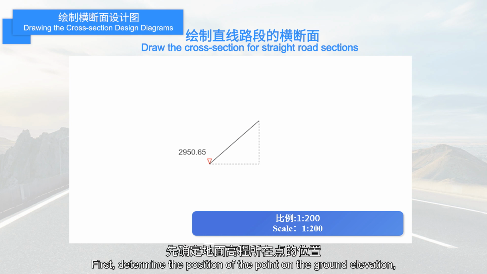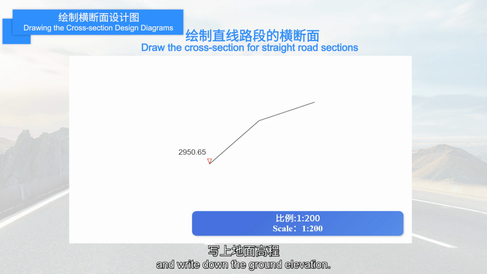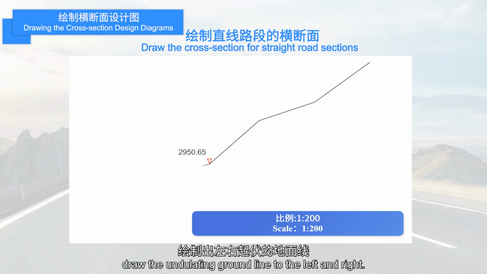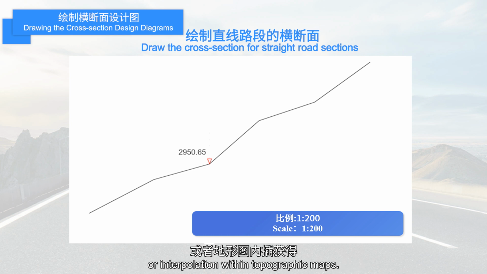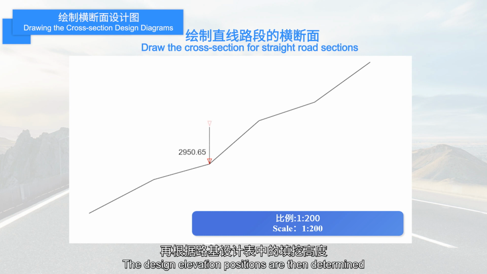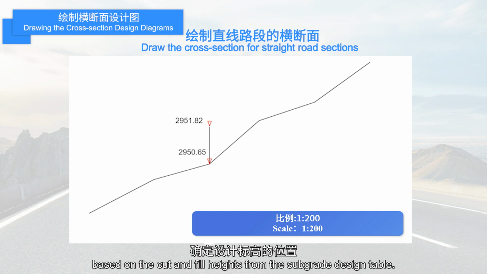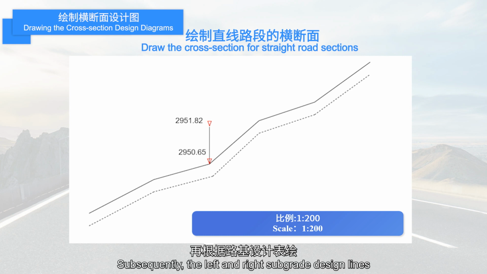Let's follow the steps and familiarize ourselves with how to draw the cross-section of a straight-line road section. First, determine the position of the point on the ground elevation, and write down the ground elevation. Starting from this point, draw the undulating ground line to the left and right. The ground line is obtained through on-site surveying or interpolation within topographic maps. The design elevation positions are then determined based on the cut and fill heights from the subgrade design table. Subsequently, the left and right subgrade design lines are drawn according to the subgrade design table.